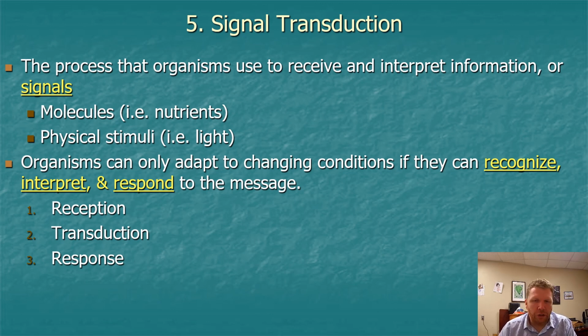So recognition isn't enough. Recognition and interpretation is not enough. You also have to be able to respond. So the sequence of events would be reception, transduction, and a response. You receive the signal, you transmit that signal, and then the cell does something in response to that signal.